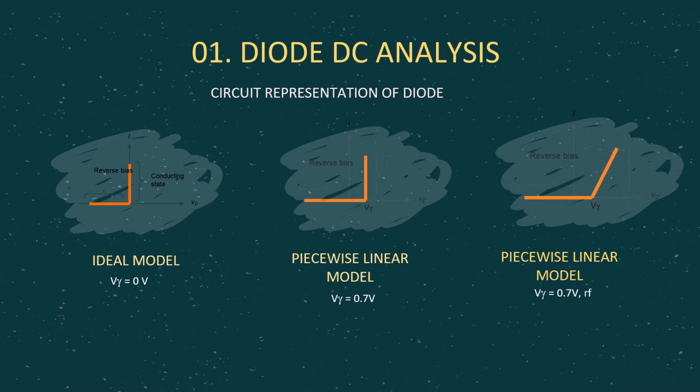For the first subtopic, Diode DC Analysis, you should know that in doing DC analysis, a diode can be represented with three models. The first one is called the ideal model, where V gamma equals 0 volt. The second one is the piecewise linear model, where we have V gamma equals 0.7 volt. The third is the piecewise linear model where V gamma equals 0.7 as well as having a series resistance to it.